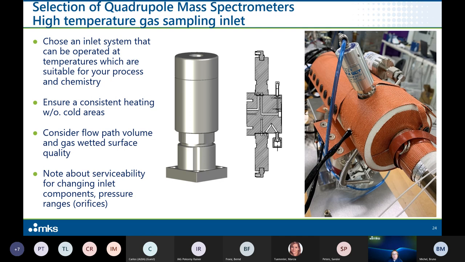So in case you have created some particles blocking the inlet system, you can easily remove the valves, take the C-seal orifices off, put a new one in, put the valve on again, and you can operate the system very quickly again. So it's also really nice in terms of serviceability of the system. And we pay attention especially to that, so that the customer can do the service on the system on their own.